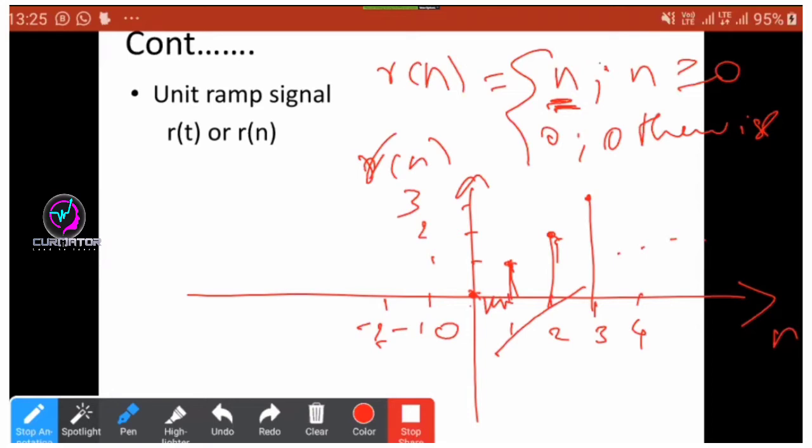In between intervals we will have 0. There won't be any value. This is the difference between continuous and discrete time, otherwise the values will be the same at that particular instant. I hope you understood the unit ramp signal.